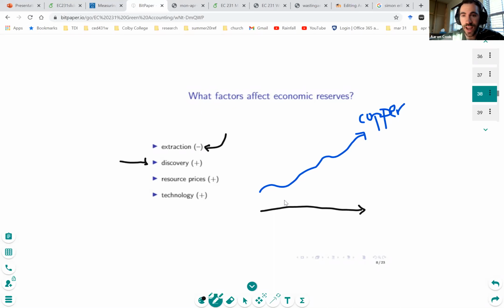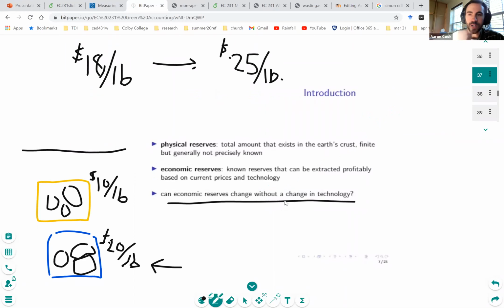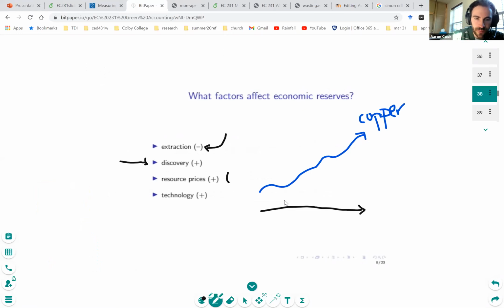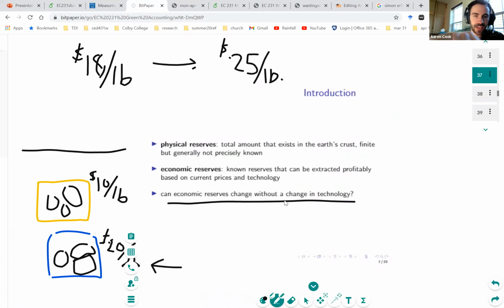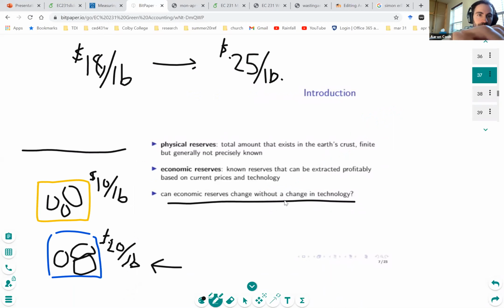So discovery can happen. Resource prices, I have a plus sign here indicating that that's something that could increase economic reserves. That is true. That would be similar to the case that we just saw, where these $20 per pound reserves become economic after the price increase. But this actually could also negatively affect it as well. If the price actually goes in a different direction, maybe the price plummets.